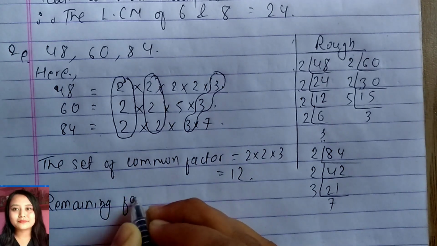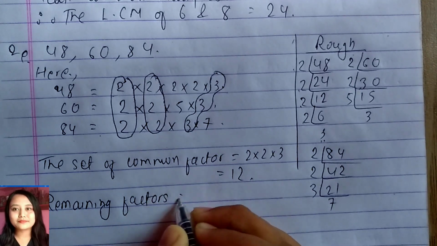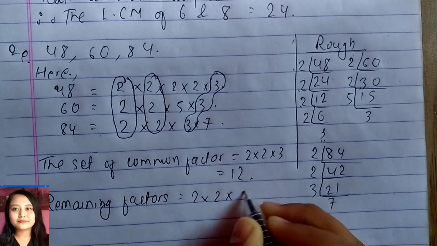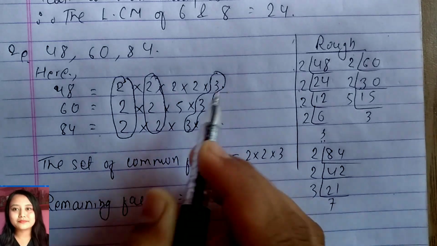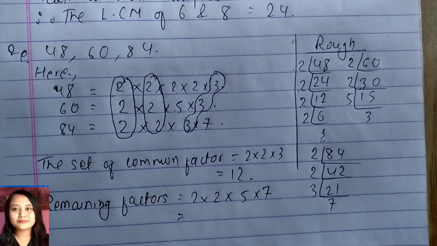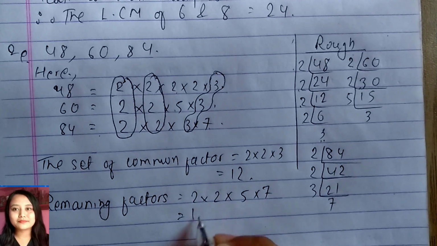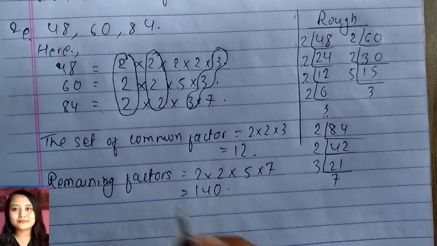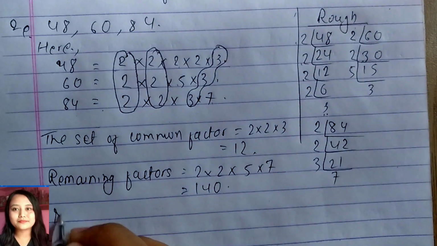Remaining factors are 2 into 2 into 5 into 7. Okay, so here it is. 2 2s are 4, 4 5s are 20, 20 into 7s are 140. So the remaining factor is this one.